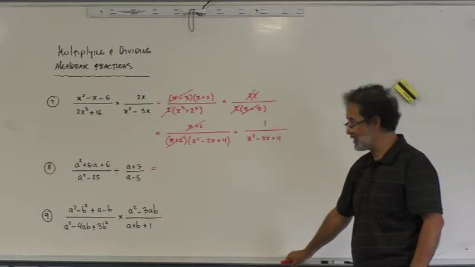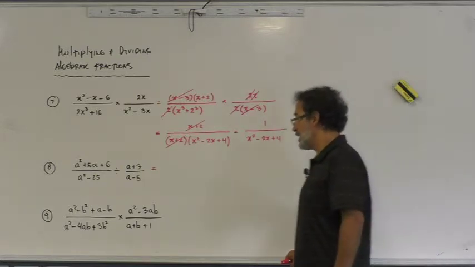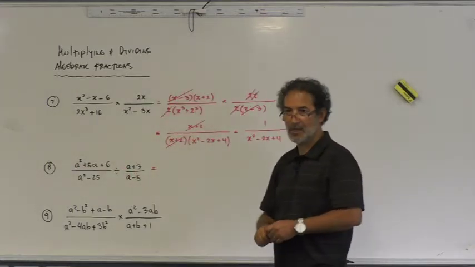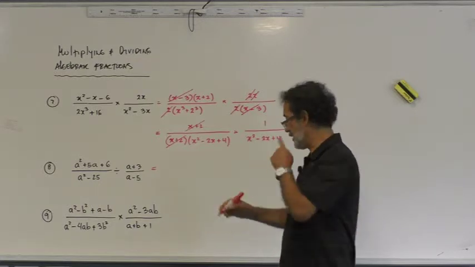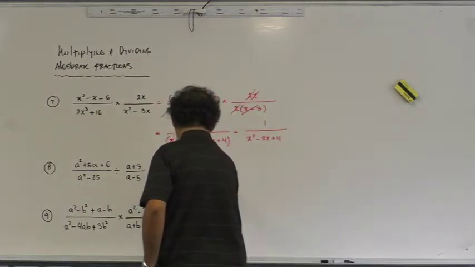Trinomial. Can you see that? If we have a squared plus 5a plus 6, it's a trinomial. We need to find two numbers that when you multiply them together equal 6, but when you add them together equal 5. 2 and 3. So we do a plus 2, a plus 3.